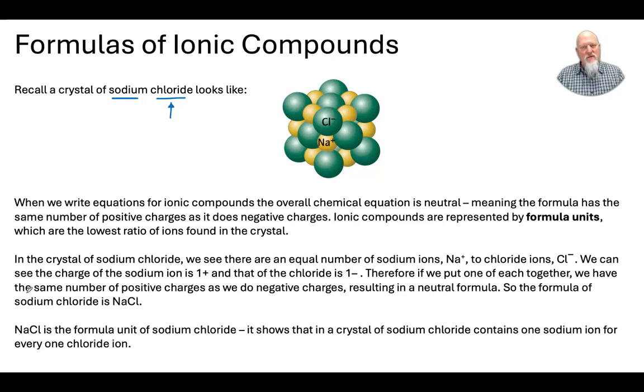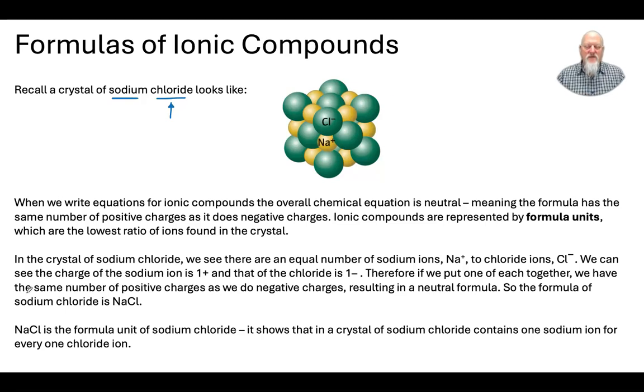When we write the formula for an ionic compound, we do it by using what's called a formula unit. The formula unit is a representation of an ionic compound in its lowest ratio of cations to anions. And we always list the cations first. The positively charged ions are always first. So a formula unit is a representation of an ionic compound in the lowest ratio of cations to anions.